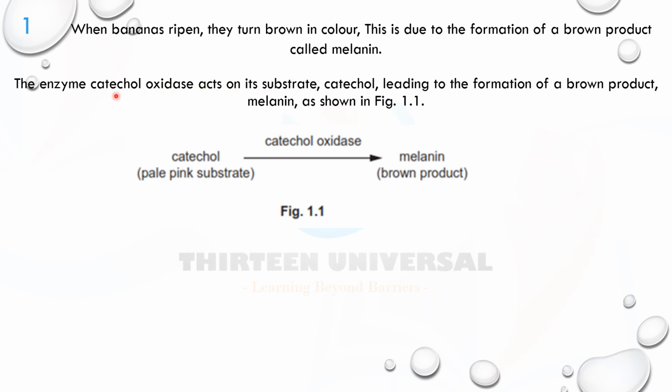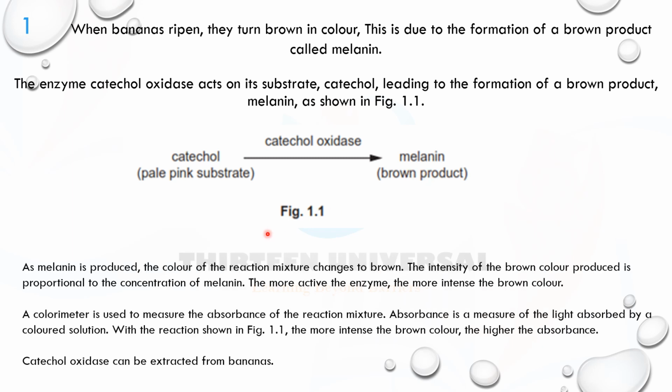So catechol oxidase is an enzyme. It acts on a substrate called catechol. So catechol is a substrate of catechol oxidase. Note that. Leading to the formation of a brown product, melanin, as shown in Fig 1.1. That's Fig 1.1. This is catechol, pale pink substrate, acted on by catechol oxidase to form melanin, brown products. Okay, amazing. Make sure you remember this because that's a massive reading.